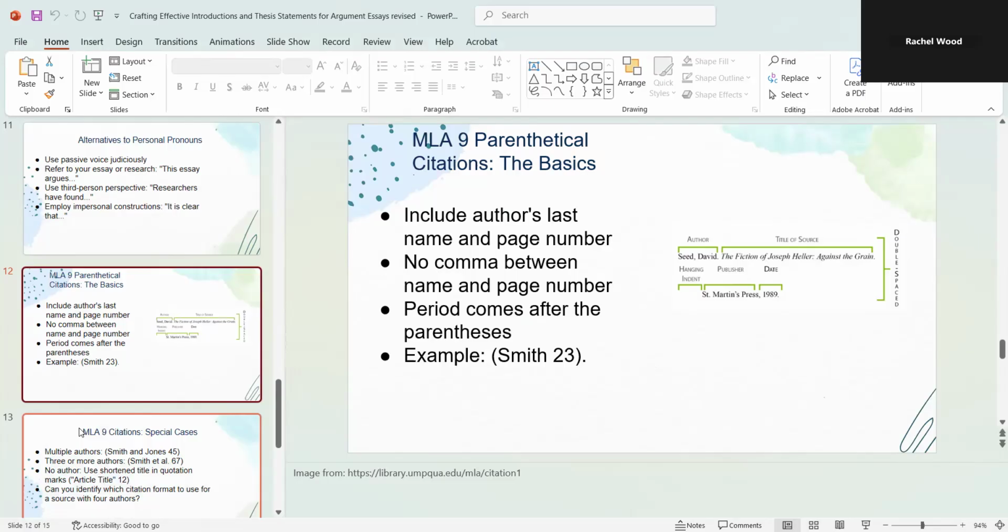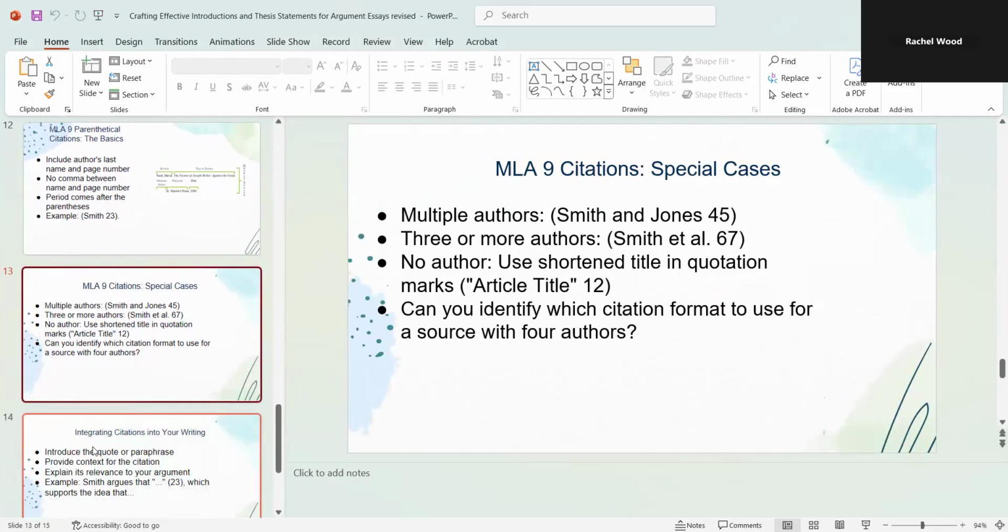And so you can see here you have a citation. It is double spaced. It's a hanging indent for the second line. Your author's name is David Seed. The title is The Fiction of Joseph Heller, Against the Grain. It was published by St. Martin's Press in 1989.